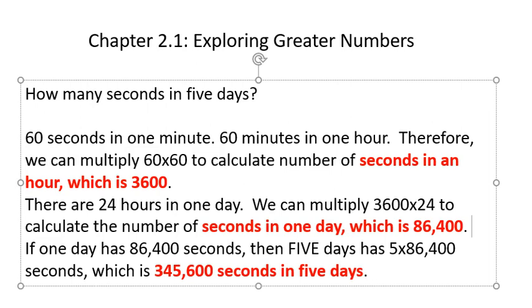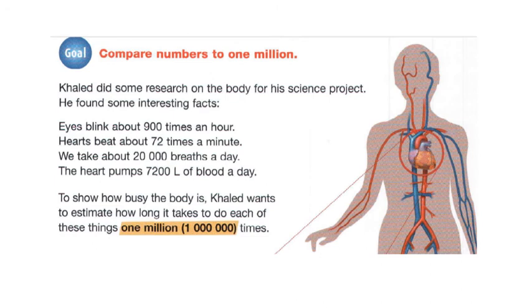Now let's start to get to the larger numbers. Our goal today is to compare numbers up to 1 million. We're going to be doing a few of these calculations today, so let's read this example. Khaled did some research on the body for his science project. He found some interesting facts.